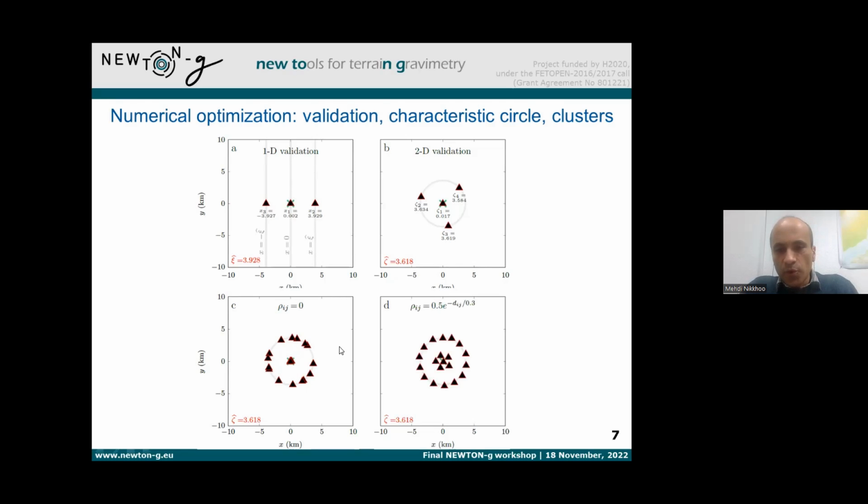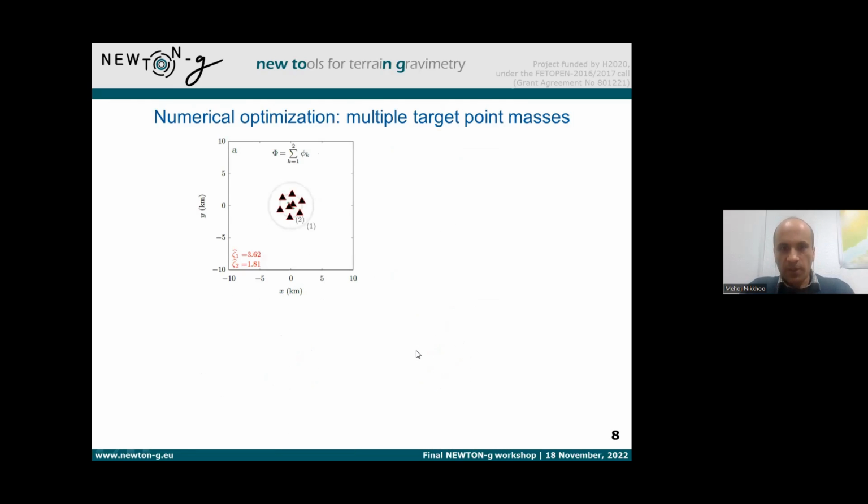We see that if we introduce some empirical correlation between these gravimeters, we can avoid this issue of clustering of gravimeters. But again, it is interesting to see that still we have all the gravimeters on the characteristic circle, and some of them circled around the source on its top, right above the source. So this validates the numerical solution that we have developed. But these examples considered only one point mass. What should we do in case of multiple target point masses?